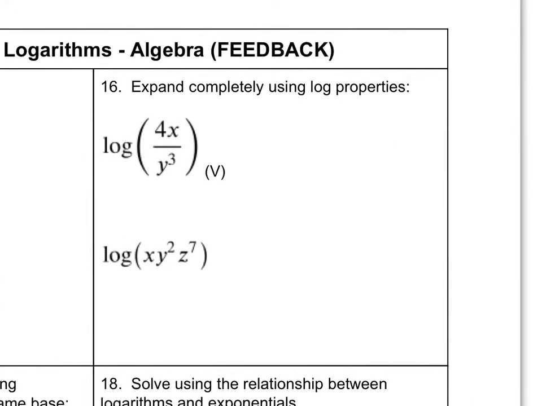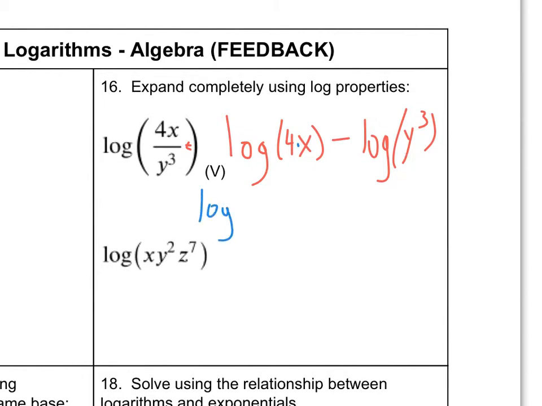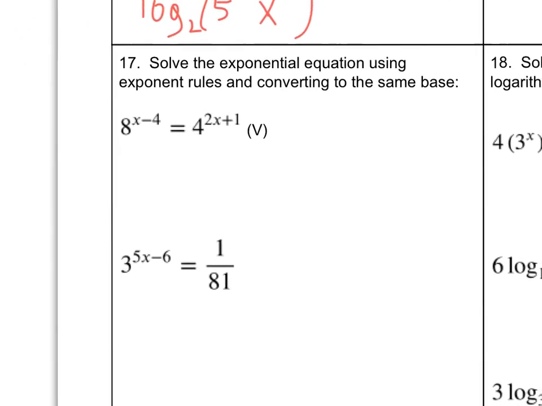Looking at number 16, I'll do the top one. First thing I'm going to do is break this up over the division. That means I'm going to subtract. So we get log of 4x minus log of y to the 3rd. Then each of these has something I can break up. We've got multiplication in the first one. That's log 4 plus log x. And then we've got a power in the second one. So minus 3 log y.